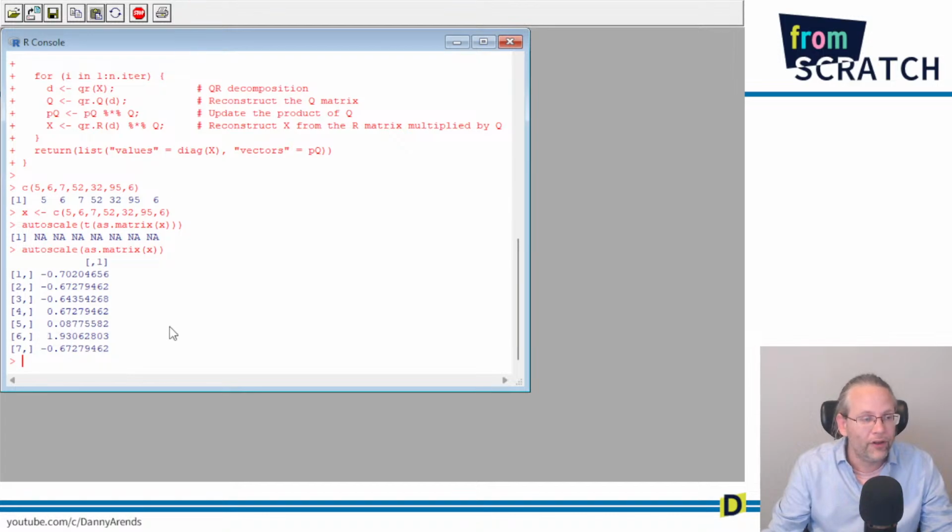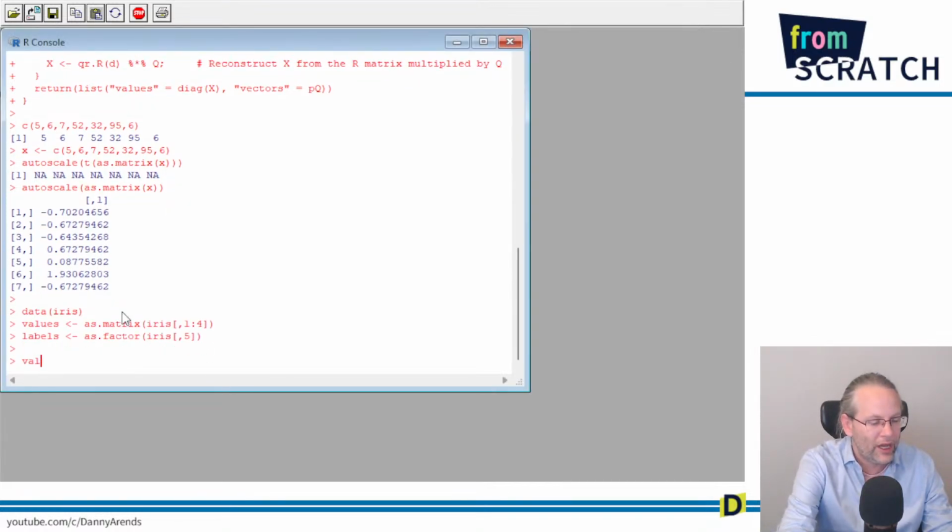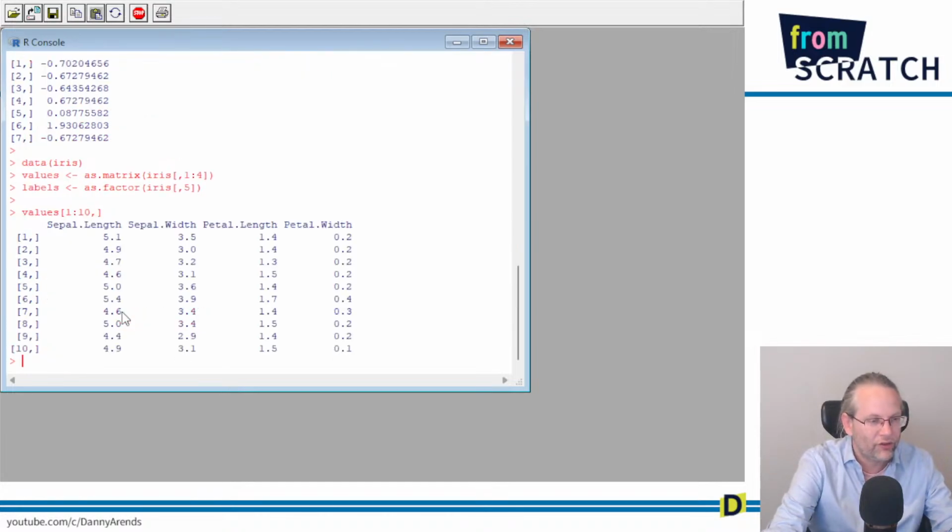So covariance. Let's load the iris data set so that we can actually do that. So I'm going to load data iris and make sure that we have our values. So let's look at the first 10, right? So 1 to 10, the first 10 rows.